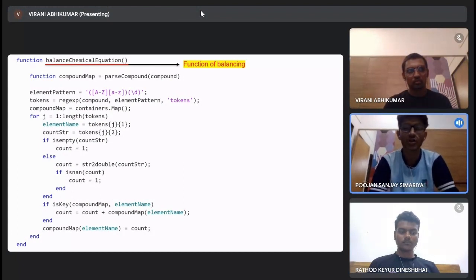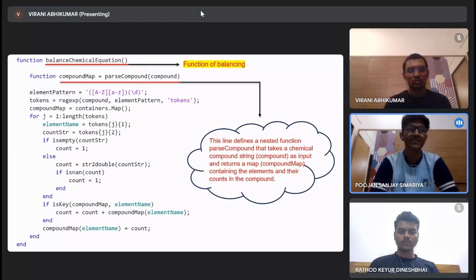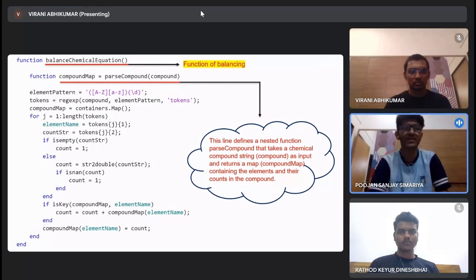We should also remember that we should name the file the same as the function name so that it runs correctly. Then we have another function, which defines a nested function parse command that takes a chemical compound string as input and returns a map containing the elements and their counts in the compound. The code following this function does exactly the job as stated before.